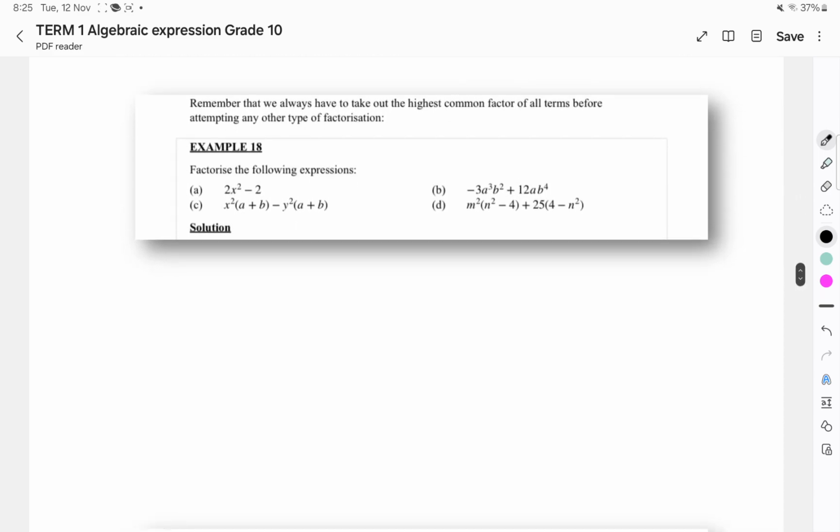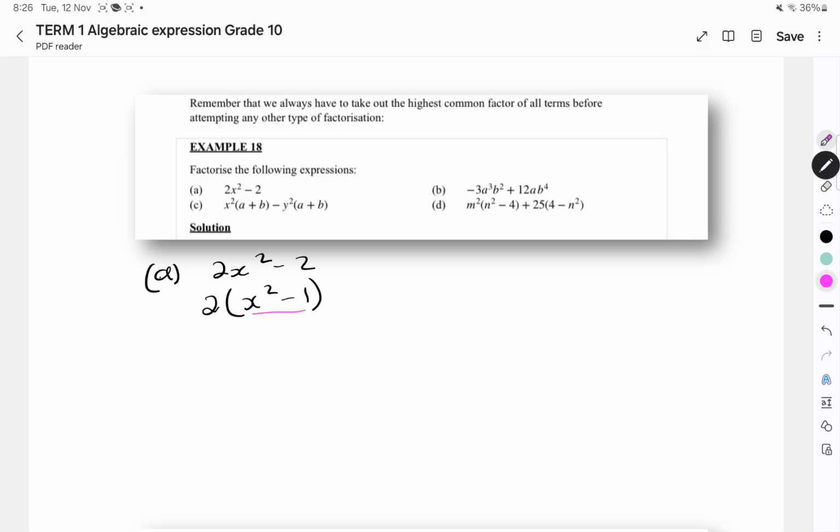We are still doing difference of two squares. But now remember that we always have to take out our highest common factor of all the terms before attempting any other type of factorization, what I've been saying. So we have number A again. This is 2x squared minus 2. Firstly check, do I have a common factor? It's 2, because x squared minus 1.